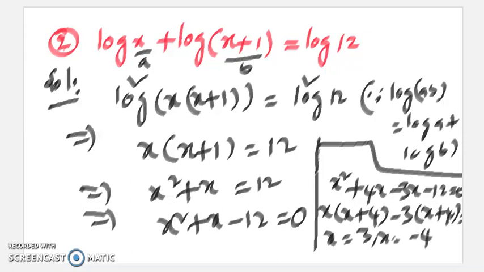What is the solution among these two? Here x value is 3 and x value is minus 4. For what values is the logarithmic function defined? Only positive values. Logarithms are defined only for positive values. That's why x is equal to minus 4 is not a solution for this given logarithmic equation. So we consider x is equal to 3 as the solution of the given logarithmic equation.